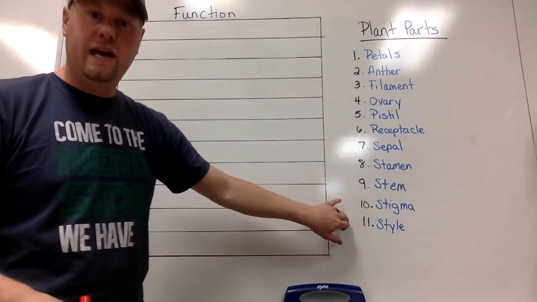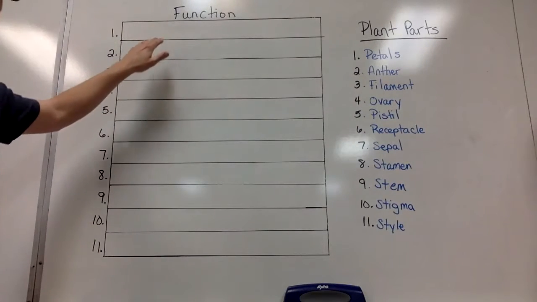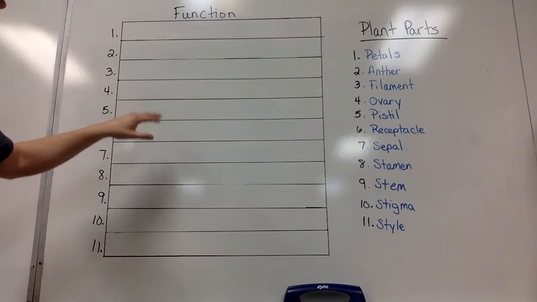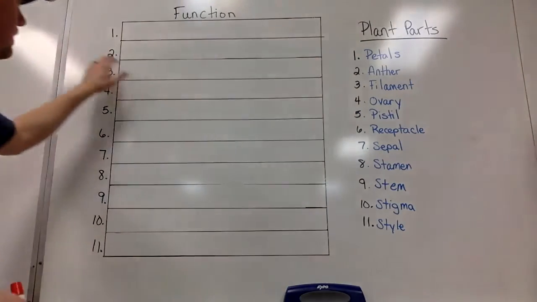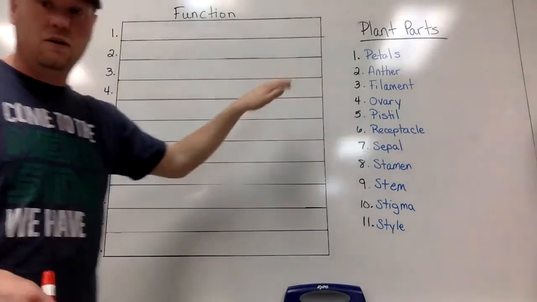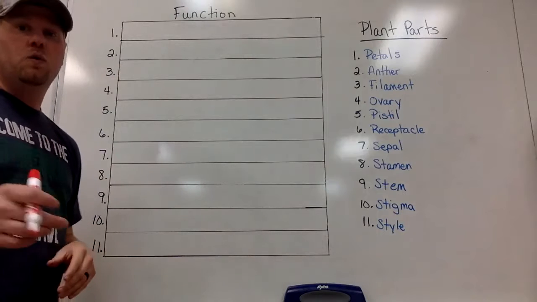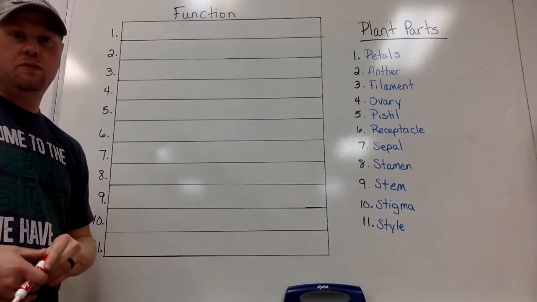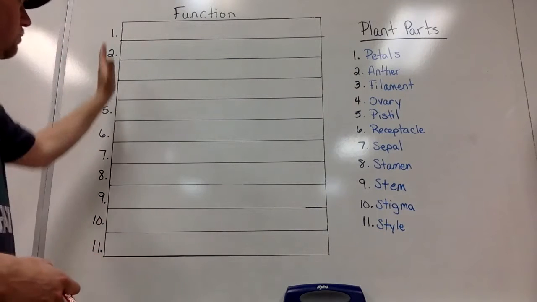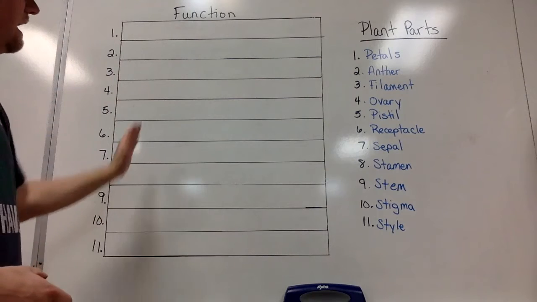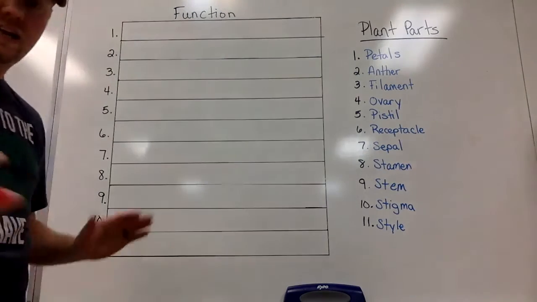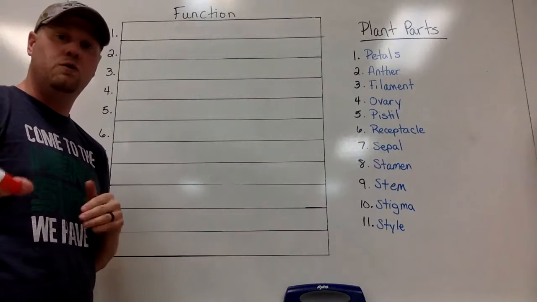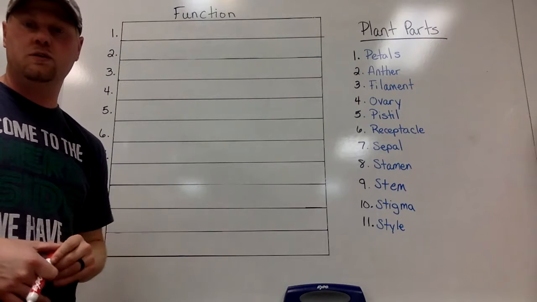I'm going to go ahead and fill out the chart doing the same exact thing. So for instance, number 1 is going to be the function of the petals. Number 2, the function of the anther, and so on. If you want to set your notes and your diagram up differently, that's fine. You could put the words here and then make another column and put the function, and that's okay. You do it how you feel you're going to be able to use it the best.